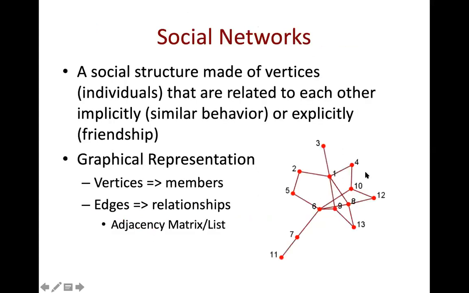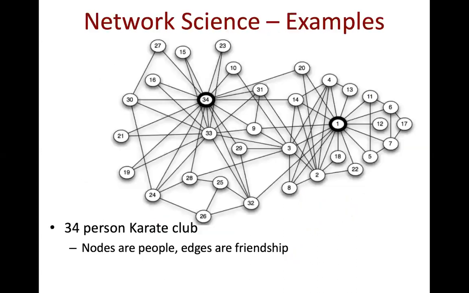So let's talk about social networks first. Social structure and social networks can be described in terms of a graph where we have vertices, which are individuals, and these vertices are related to each other in an implicit way. These are the edges, the relationships. Therefore, we can get an adjacency matrix and an adjacency list of this network.